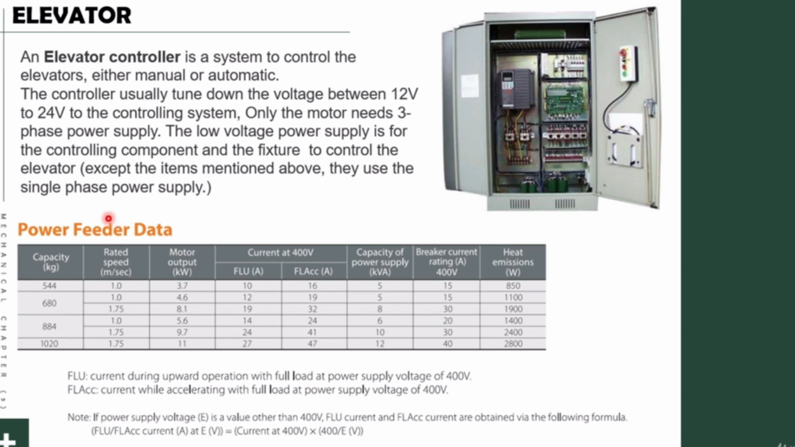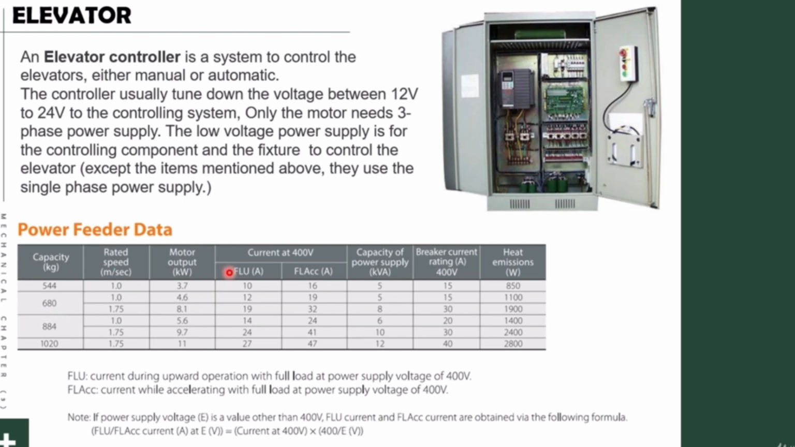And here, see this table. I'm taking it from a catalog of Mitsubishi elevator. This is for power feeder data. These are many types of capacity of the elevator. If it's 450 kilogram, it is 450. If it is 544 or 680 and so on.